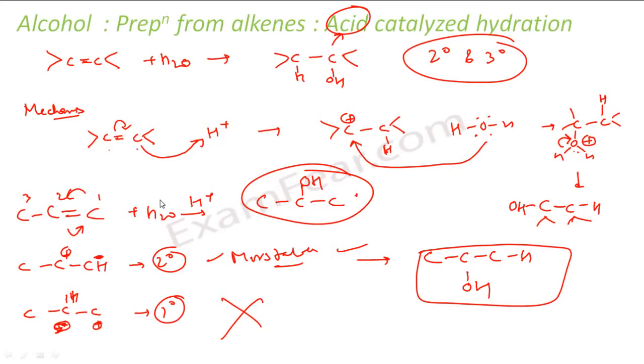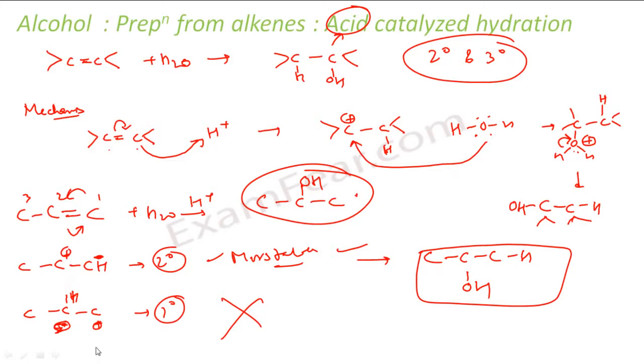Correct. So how do you understand? You have this carbocation formation. You will try to form the stable carbocation, that is, you will follow the Markovnikov rule. So the carbon with the lesser number of hydrogens, in that carbon OH will be attached.